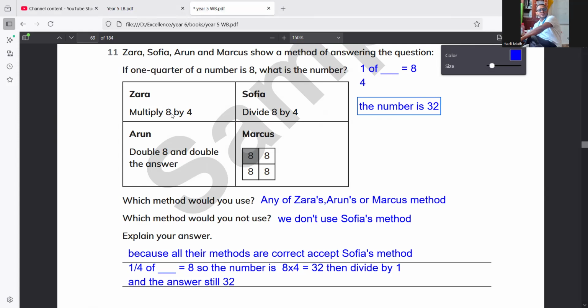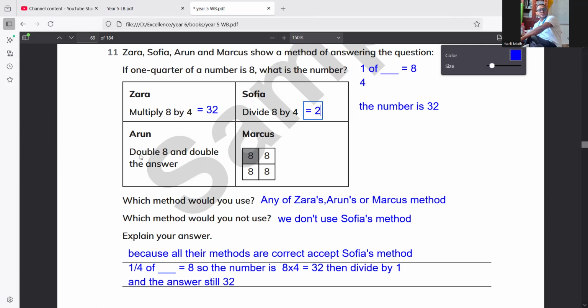Zara, she said multiply 8 by 4. That's correct. She multiplied 8 by 4, and then we divide by 1 because it's 1. We don't need to divide by 8 because it's going to give us the same answer. So 8 multiplied by 4, the answer will be equal to 32. Last, Sophia. Sophia, she said divide 8 by 4. 8 divided by 4 is equal to 2. And that's not the correct answer.